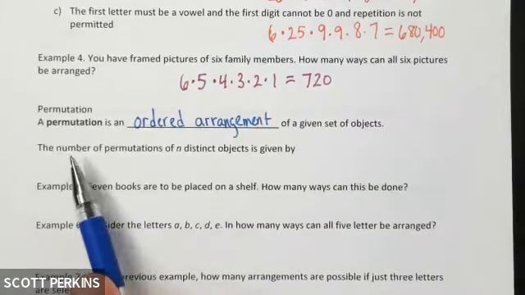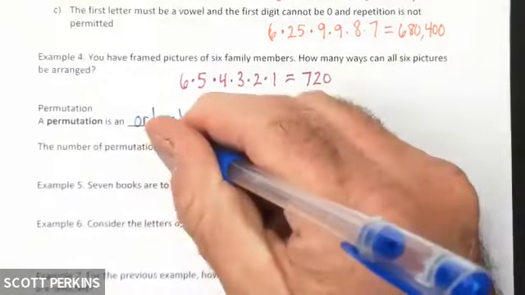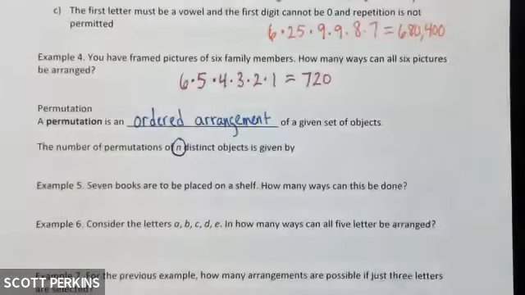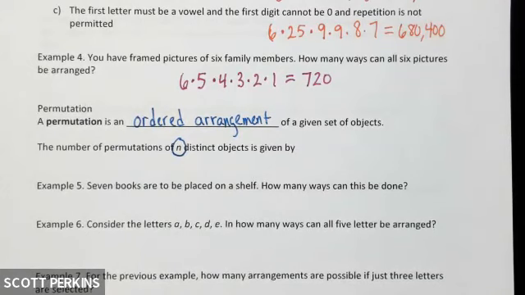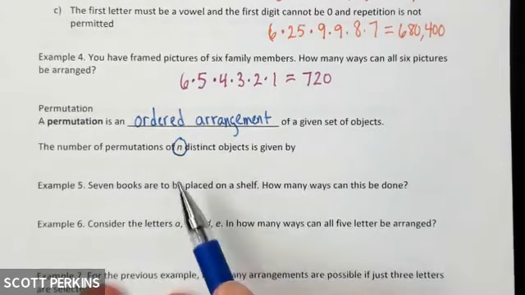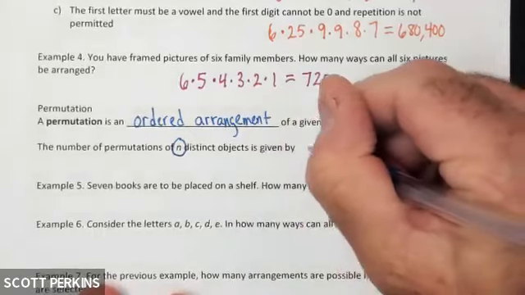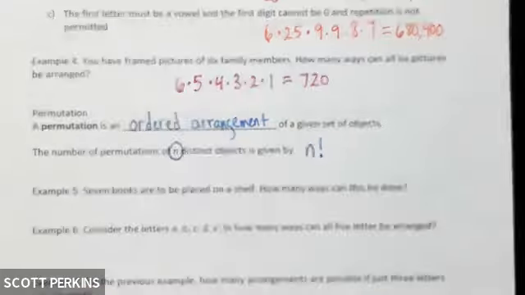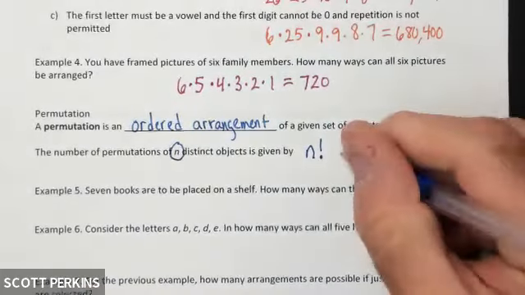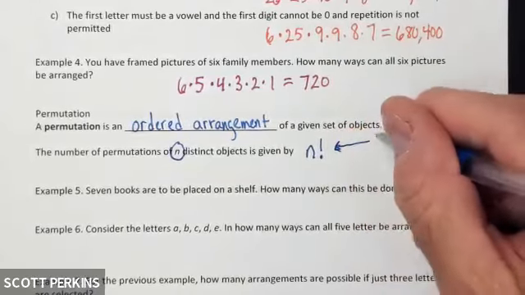The way we calculate the number of permutations of n distinct objects, where n is just a number, like in example 4 where I had 6 objects, and in the next example you'll have 7 objects, the number of arrangements is given by n, with an exclamation point. I don't know if you've ever seen that, and I'm not assuming you have. In math, that exclamation point is called a factorial.